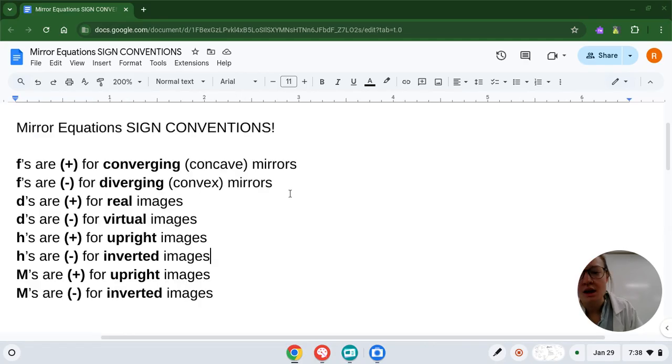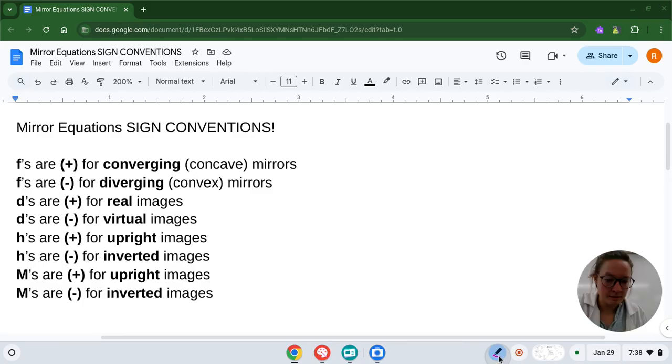We say that focal lengths are positive for concave or converging mirrors. Focal lengths are positive for converging mirrors. Focal lengths are negative for diverging mirrors. Distances are positive for real images. Distances are negative for virtual images. Heights are positive for upright images. Heights are negative for inverted images. Magnifications are positive for upright images, and magnifications are negative for inverted images.